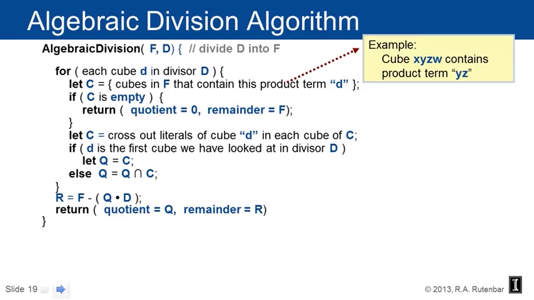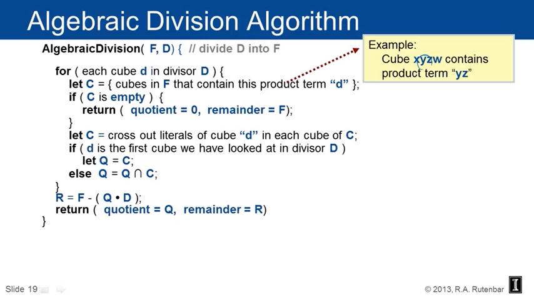So, for example, if there was a cube in a divisor that was yz, cube xyzw contains yz, and so we'd say yes, that one contains that product term. Now, if that set is empty, then we just say, oh, okay, sorry, there is no quotient. The quotient is 0 and the remainder is f. Otherwise, the next thing we do is from that set of cubes in f that contain this product term d, and again, we're walking through the product terms in the divisor d one at a time.